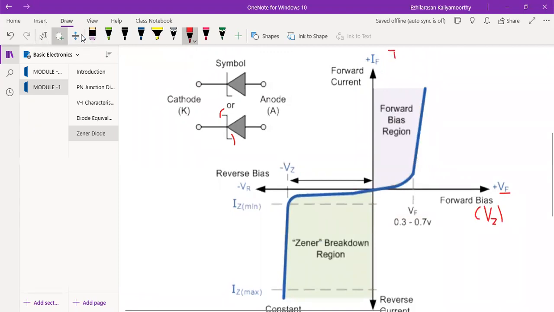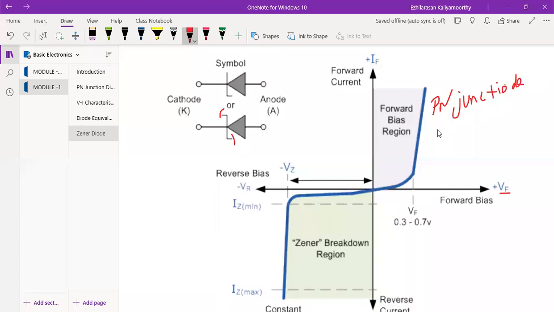Not here, sorry, I should not say it here, because this is forward bias, it will work as a conventional diode. This will work as a PN junction, a conventional diode only. It won't have any problem. That is why I can say the PN junction diode cannot be used as a Zener diode, but the Zener diode can be used as a PN junction diode. Why? Because in forward bias, it will work just like the PN junction diode.